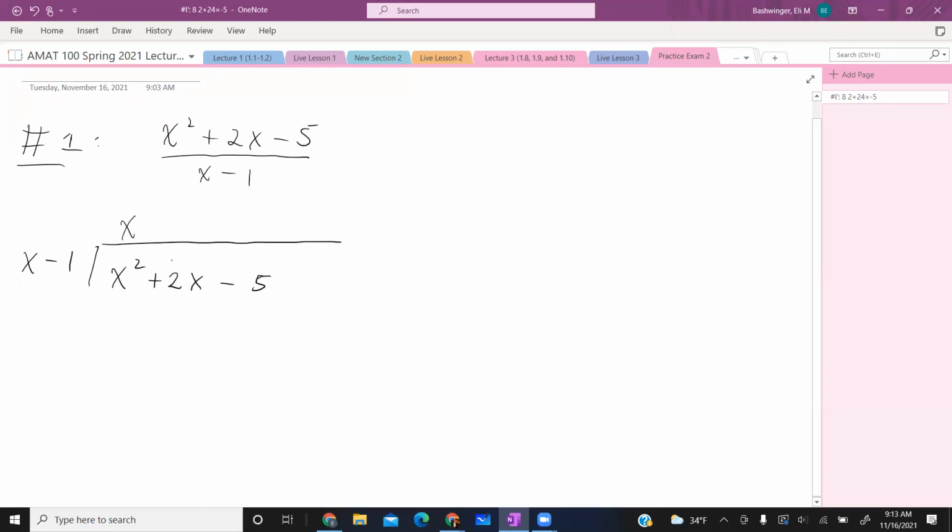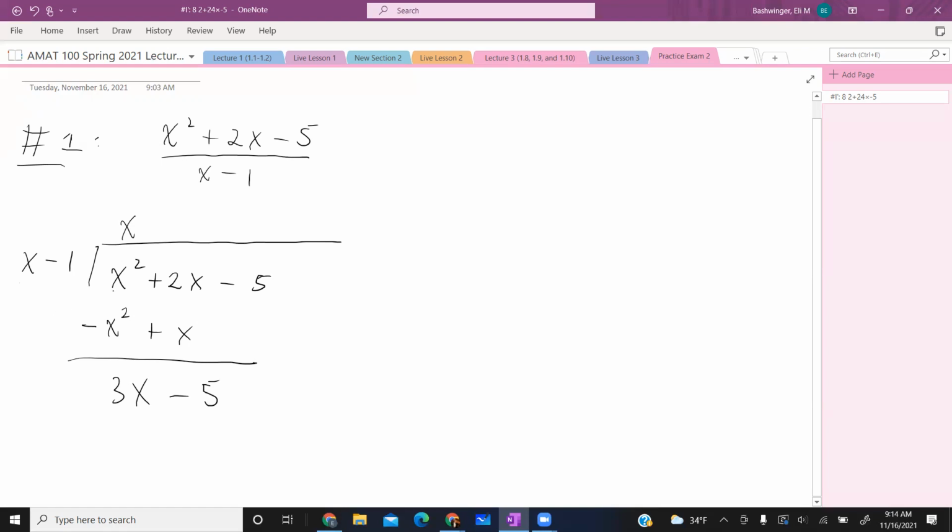And then the next part of the algorithm states that you take that quotient you just computed, which is x, and you multiply it back through by x minus 1 and subtract the result. So x times x minus 1 is x squared, so negative x squared because I'm subtracting. And then x times negative 1 is negative x, but then I'm subtracting, so I get plus x. So now I combine these together, the x squareds go away, and then I get 3x minus 5.